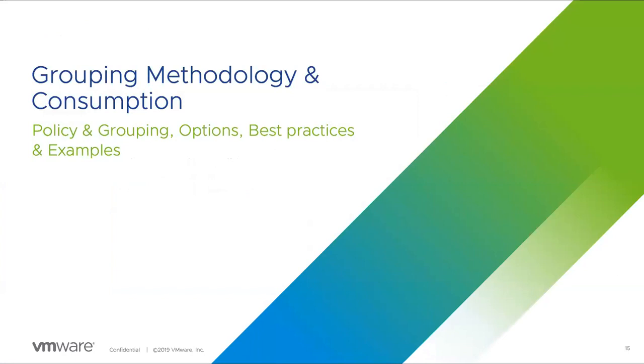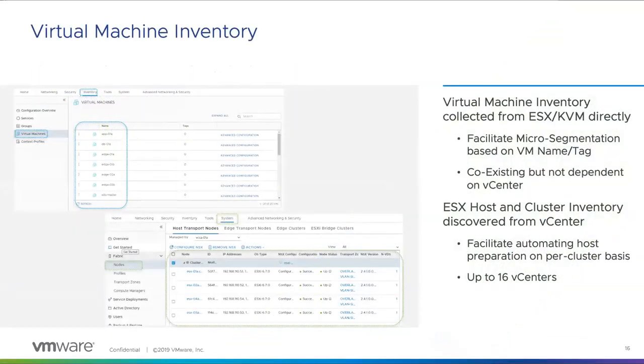Grouping methodology and consumption. So we can collect the virtual machine inventory two ways, either directly from the nodes under management or through nodes in a vCenter. Collecting this inventory to facilitate automating host preparation on a vCenter cluster by cluster basis supports up to 16 vCenters. Microsegmentation: collecting VM inventory to facilitate microsegmentation based on VM names and VM tags, or collecting a public cloud inventory for cross-cloud microsegmentation, again, can be based on VM names or VM tags.